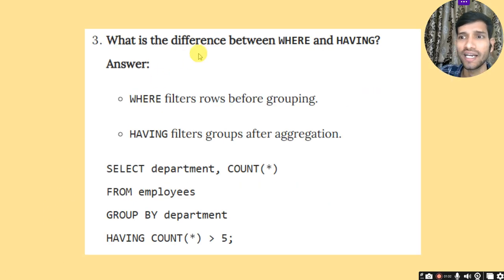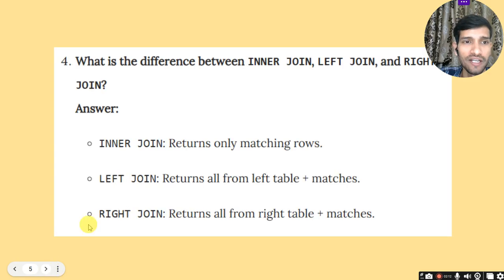Next, they can ask what is the difference between the WHERE and HAVING clause. The WHERE clause is used to filter rows before grouping, and the HAVING clause is used to filter groups after aggregation. Here you can take an example: we want to select the department and count how many employees are in each department. So that's why COUNT(*) is there, from employee, grouping by department. It will group the employees department-wise, and HAVING COUNT(*) greater than 5 will return the departments that have more than 5 employees.